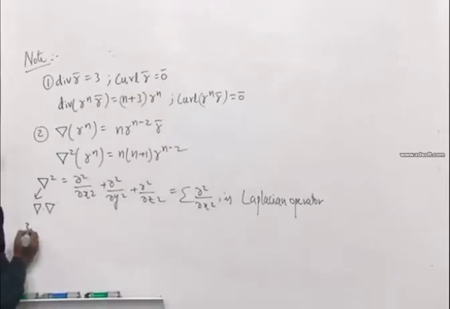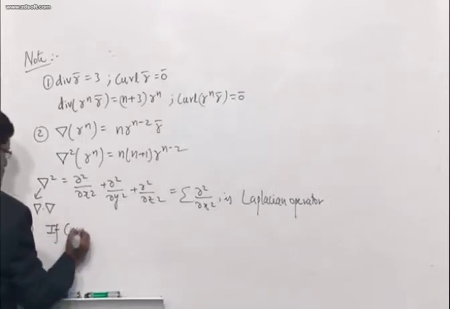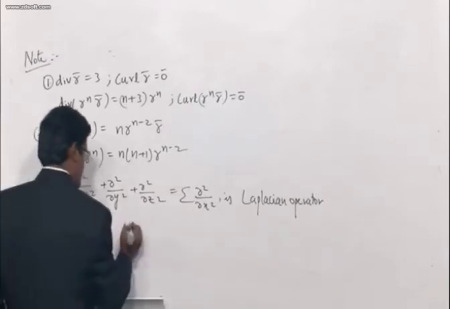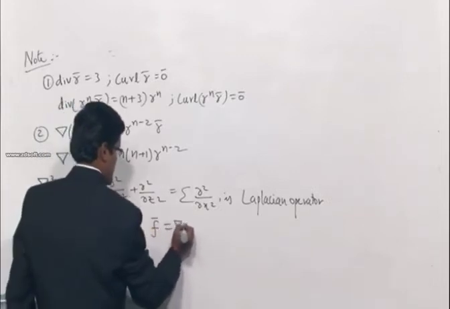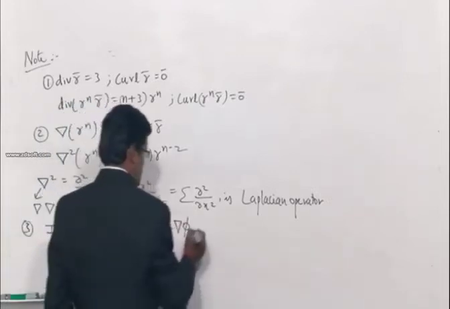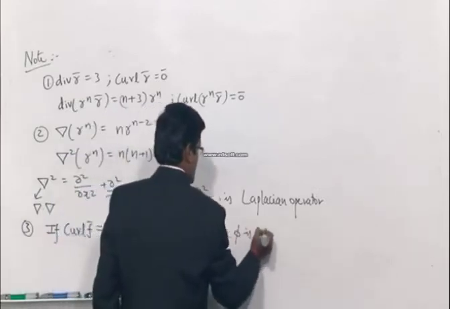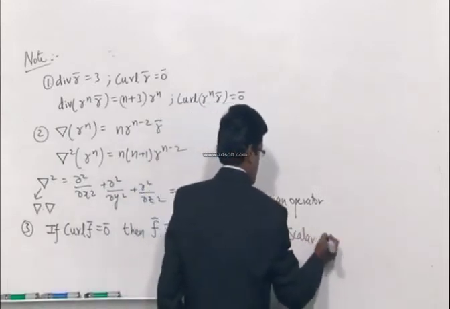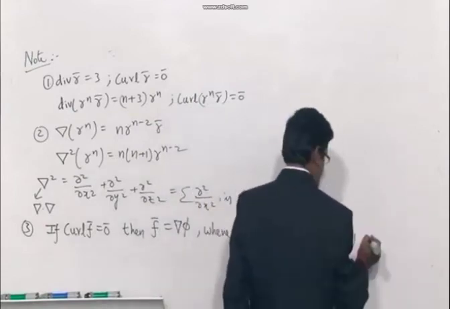Next, 3. If curl f bar is equal to 0 bar, then f bar can be expressed as the gradient of a scalar point function, where phi is called the scalar potential function. Again, this is a physics application.